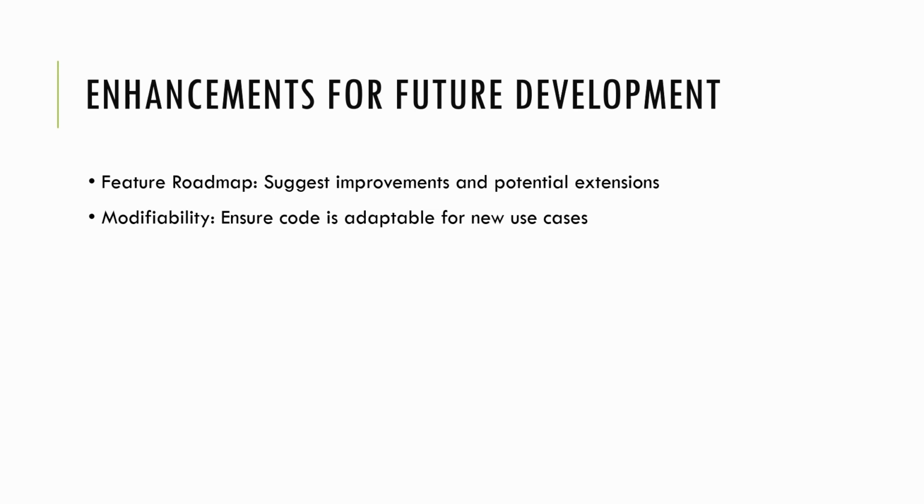Looking ahead, we outline potential enhancements for the project. This includes a roadmap for future features and improvements, ensuring that the project remains adaptable for new use cases. By making the code modifiable and future-proof, we ensure its long-term viability.